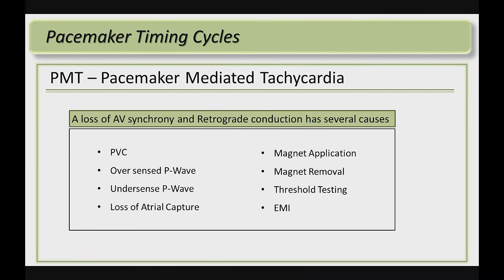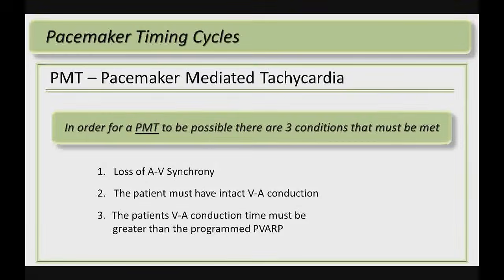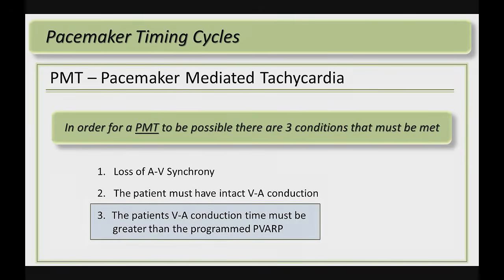So now that we know a little bit more about PMTs, the question is, how do we stop or prevent a PMT? To figure this out, we need to go back to the 3 conditions that must be met in order for a PMT to be possible. If you look at those 3 conditions, the only one that we really have control of is number 3. The patient's VA conduction time must be greater than the programmed PVARP.